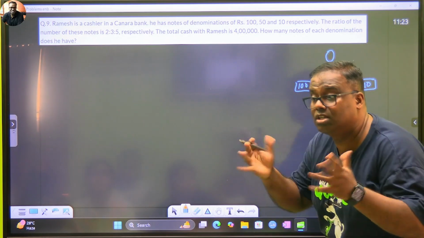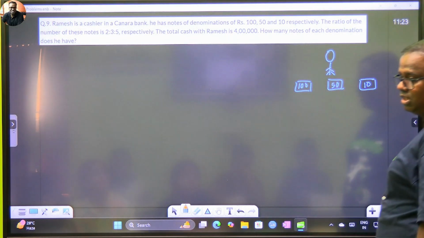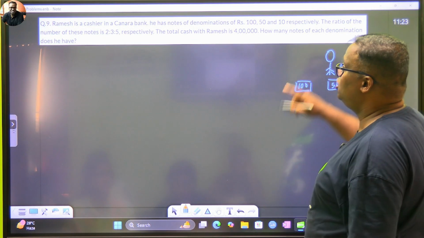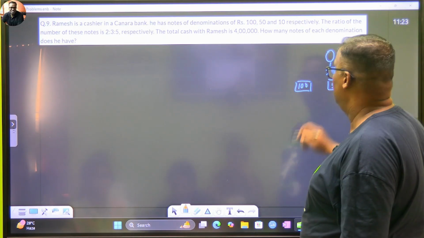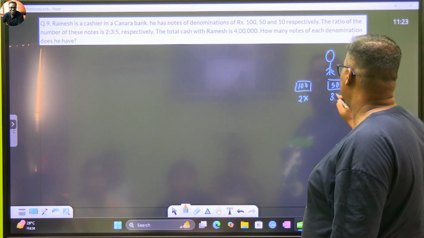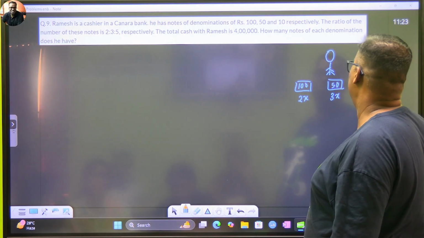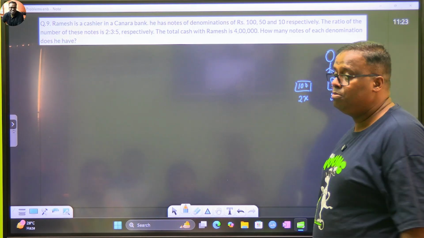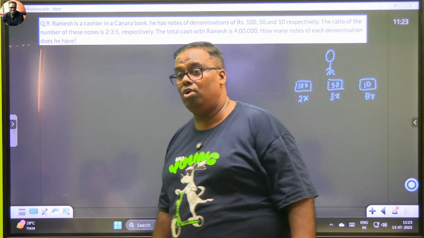We don't know what the count is, but they are in the ratio of 2:3:5. So these are some 2x number of notes, 3x number of notes, 5x number of notes. All total, Ramesh is having 4 lakh rupees with him.